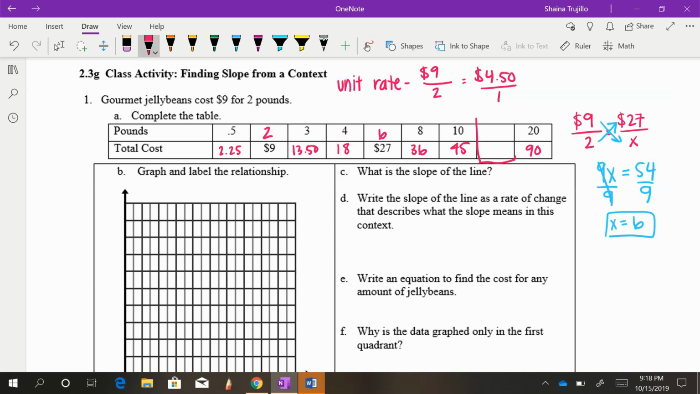Okay, for this area right here, you can pick whatever number you want. It could be 11, it could be 15, it could be 19. Pick whichever one you want. Go ahead and fill out the table.